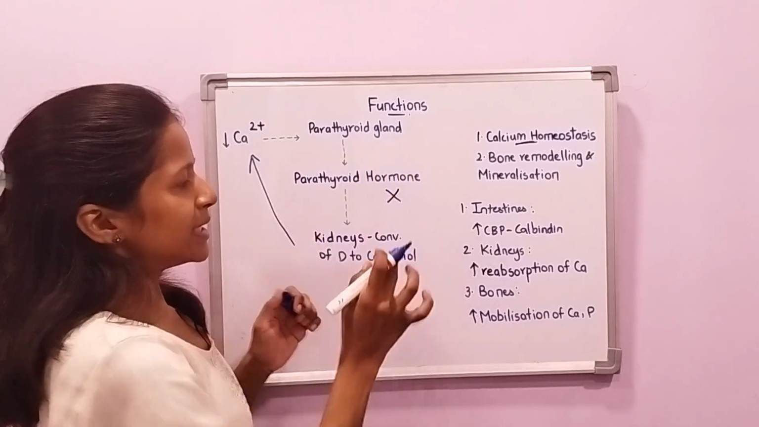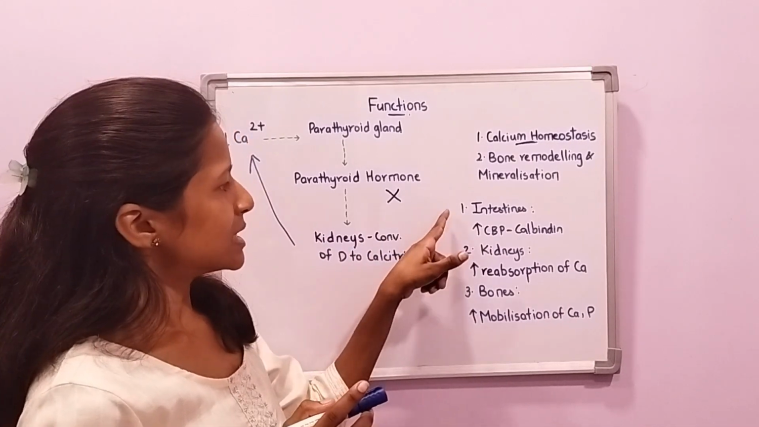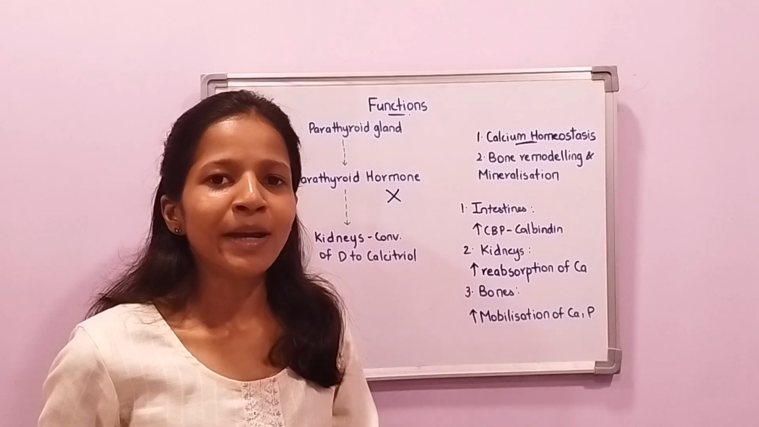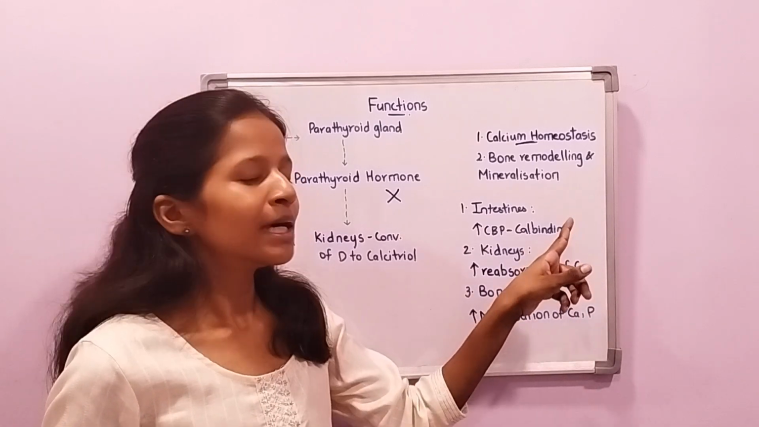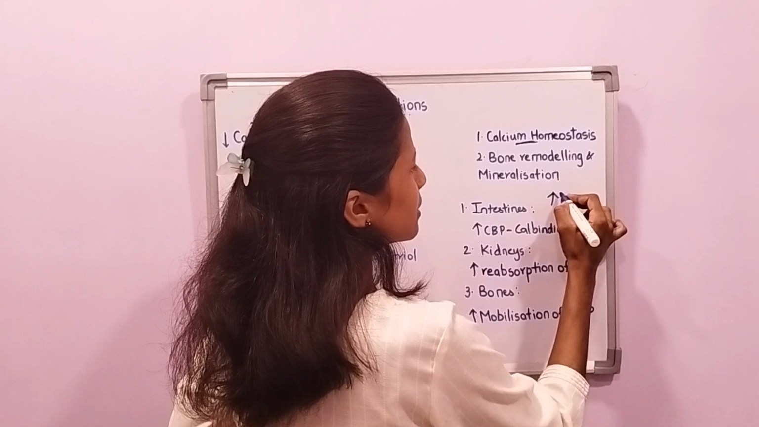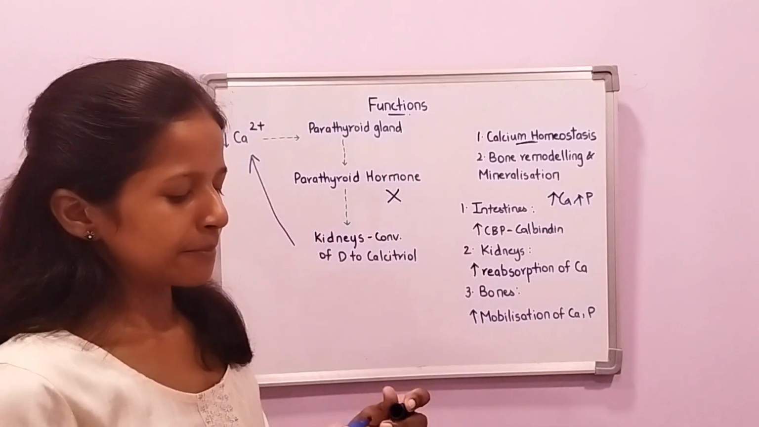Calcitriol and PTH do this by three steps. First, calcitriol acts on the intestines, increases the CBP, calcium binding protein called calbindin, and increases absorption of calcium and phosphorus. So this is one way of increasing calcium and phosphorus levels in the blood.